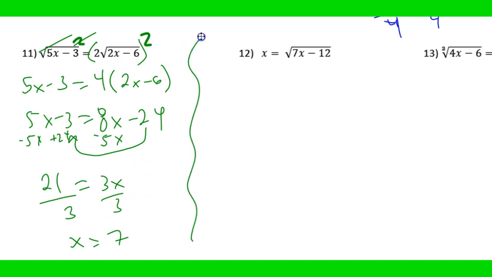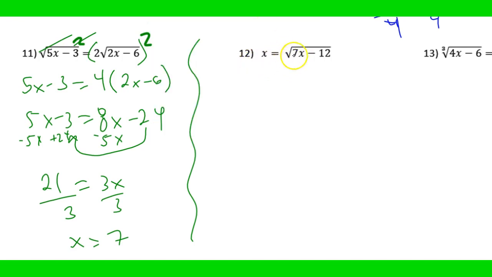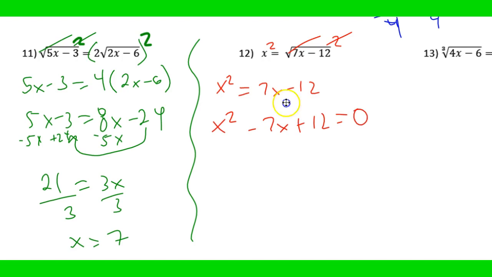Now, moving over here. Right here, again, the radical's already isolated, so let's square both sides. So I have x squared equals 7x minus 12. Now I can move everything to the x squared side, so x squared minus 7x plus 12 equals 0. Remember, when you move it over, the sign changes. But we can factor this. All right, we're going to have x plus 4. Nope, x minus 4 and x minus 3, sorry.